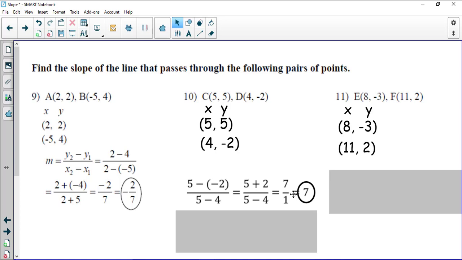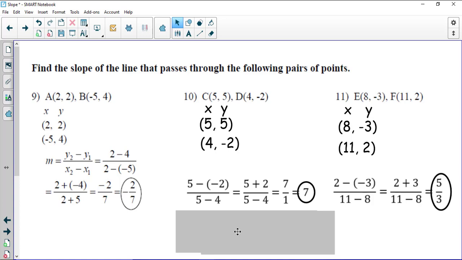Let's look at number 11. We have (8, -3) and (11, 2). Subtract the Y's and put that on top. I chose to do 2 minus -3 on the top, which means on the bottom I have to do 11 minus 8. 2 minus -3 is 2 plus 3, or 5, and 11 minus 8 is 3. So that slope is 5/3. Notice how I kept it as an improper fraction.